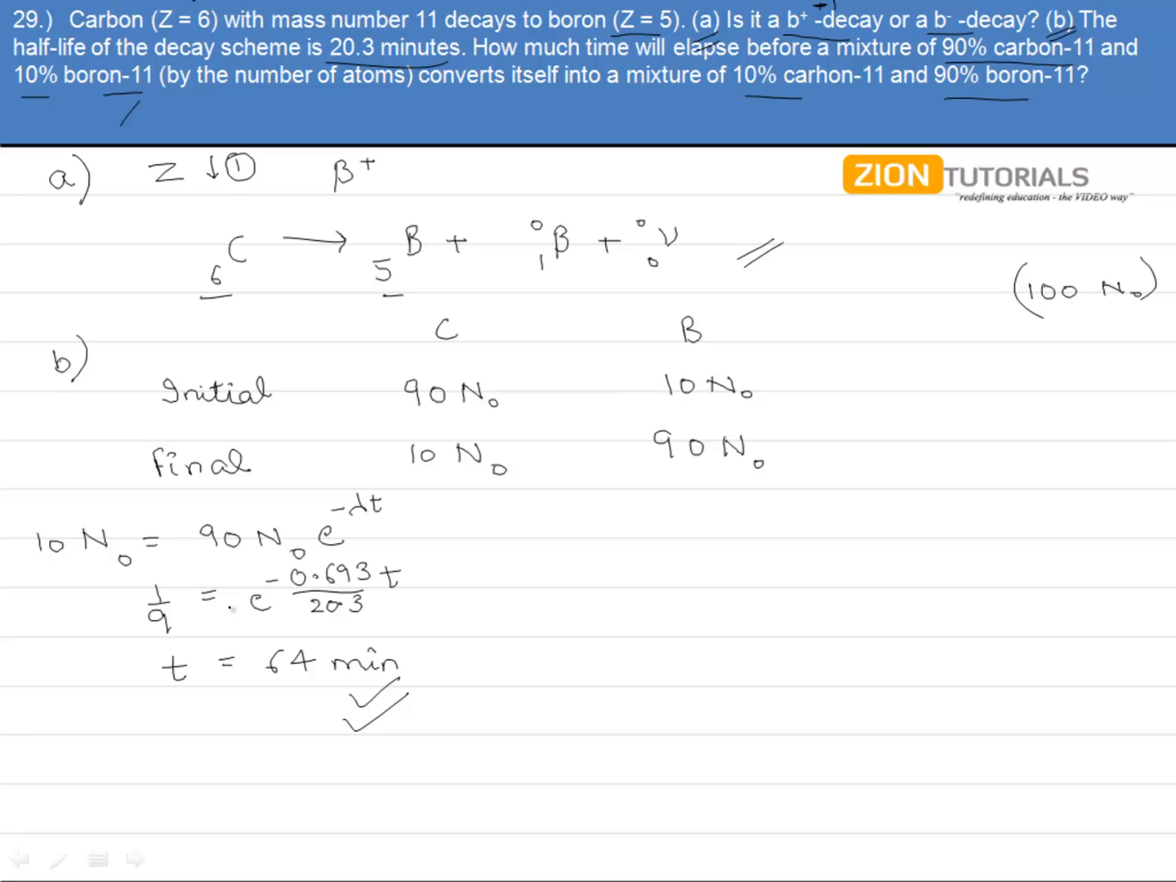And why we have applied this equation to carbon and not to boron is because the decay is actually taking place of carbon, because carbon is decaying into boron, right? That's why the equation is to be applied on C.